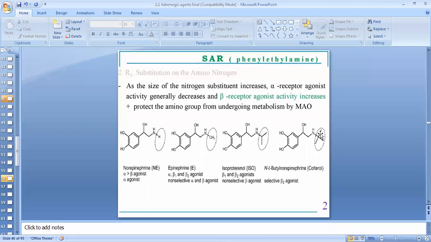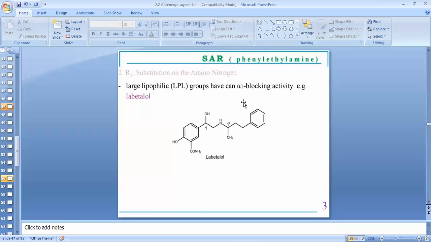And the next drug molecule: if we substitute a tertiary butyl functional group, the drug molecule is N-tertiary butyl norepinephrine, which we can call a terbutaline-type drug. We have already discussed this in the first slide, that it will convert the drug molecule into a selective beta 2 agonist. If the R1 substitution is a more lipophilic group, it will convert the drug molecule into an alpha 1 blocking drug molecule, that is labetalol.